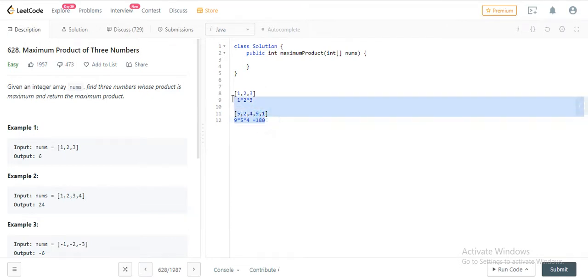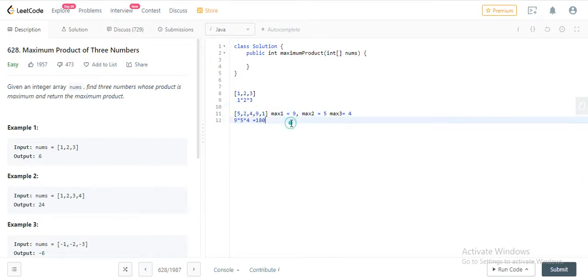When you look at the problem, it seems like all we need to do is just find the largest numbers of the array: max1 equals 9, max2 equals 5, max3 equals 4, and return the product of these three numbers. This is the very basic approach, and it will work only if the numbers are positive.